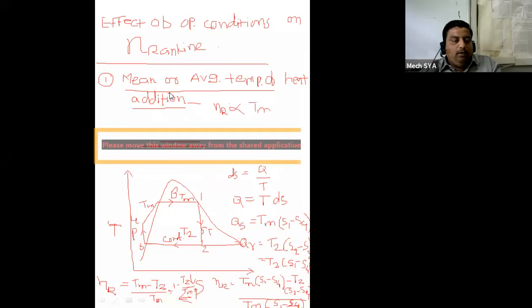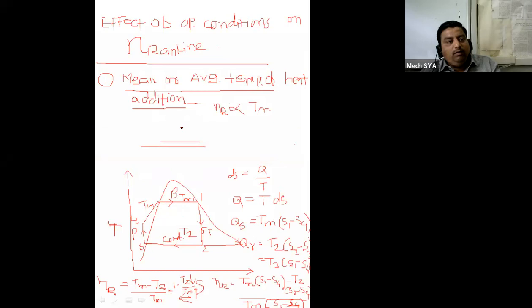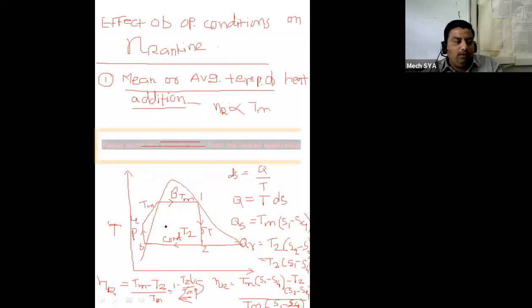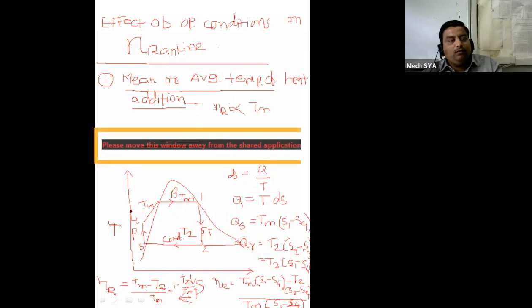Okay, so again I will repeat: the mean or average temperature of heat addition. Now we know that here, from T4 to T1, there are too many temperatures, a very large number of temperatures. But if you take the average of all these temperatures, the average or mean value will come as only one value, and this will be Tm. Because only one value is there, we can consider this process as an isothermal process.